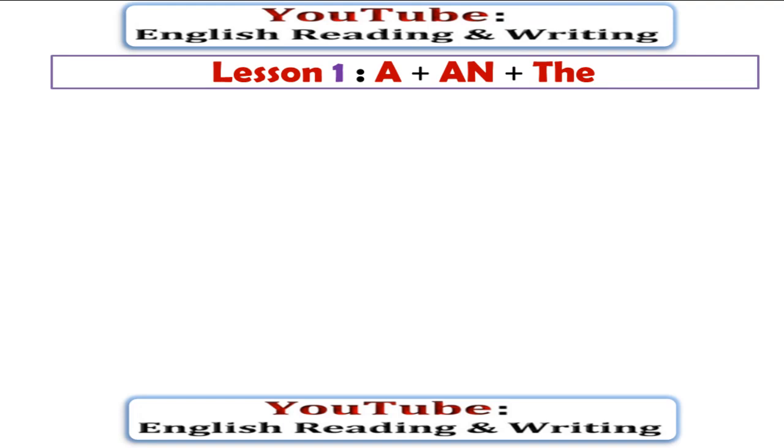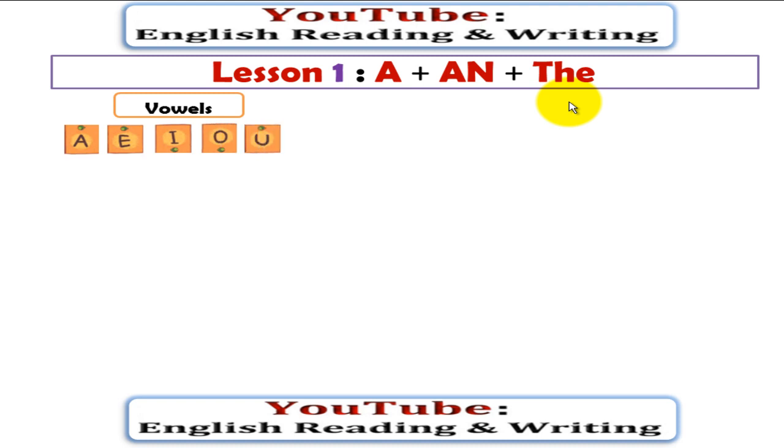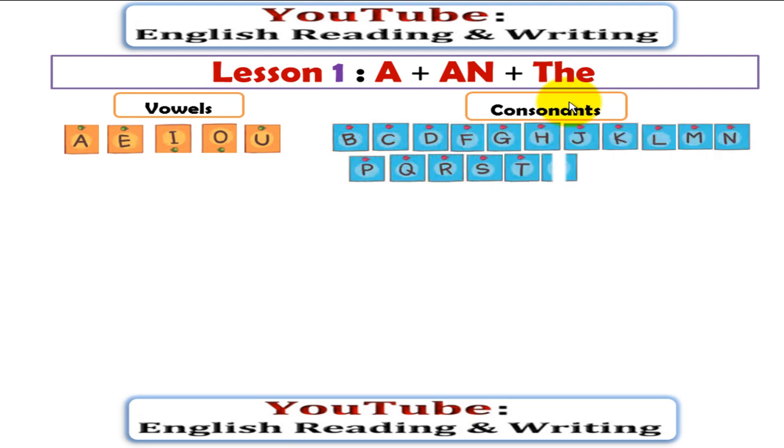In today's lesson in grammar, we will see the indefinite articles a and an, and we will see the use of each one of them, in addition to the use of the in general. Before we start, we have to know that there are vowels in English. Vowels are A, E, I, O, and U. These are called vowels. And we also have consonants. Consonants are the other letters like B, C, D, F, etc. All these letters are called consonants.